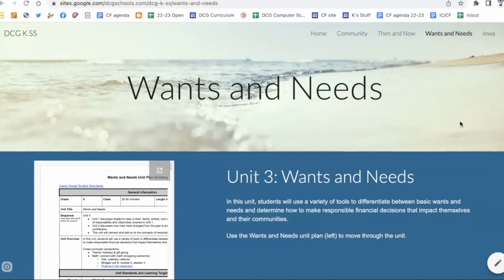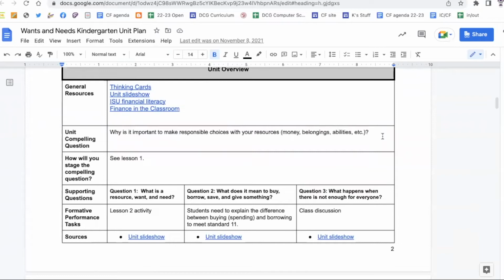In this unit, students are going to focus on differentiating between basic wants and needs and determine how to make responsible financial decisions that impact themselves and their communities. Our compelling question for this unit is, why is it important to make responsible choices with your resources, such as your money, belongings, abilities, etc.?